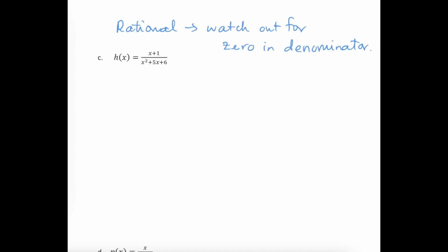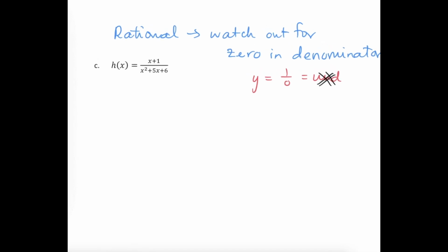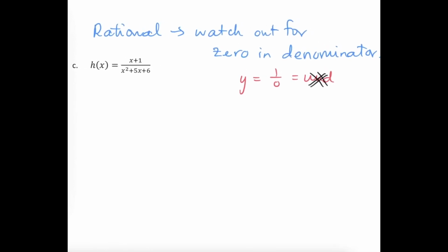Now we have a function that is rational. And with our rational functions, we want to watch out for 0 in the denominator. If we have an x value that causes 0 in the denominator, we would have our output being undefined, and if the y-coordinate is undefined, that's not a graphable point, so we can't have that. So we need to figure out who are the x values that would cause this denominator to be 0.